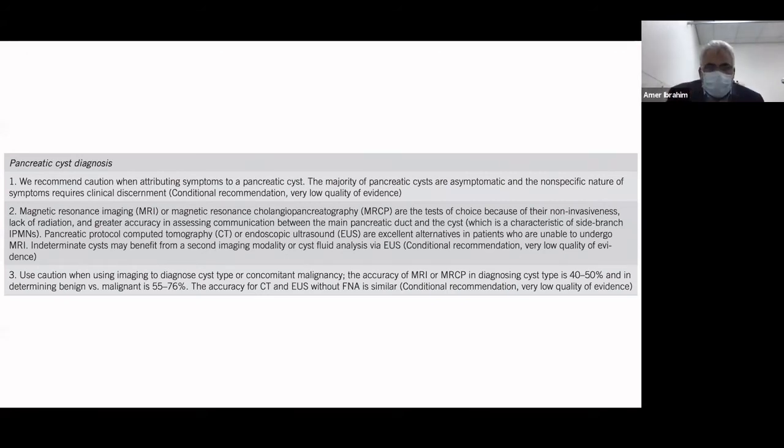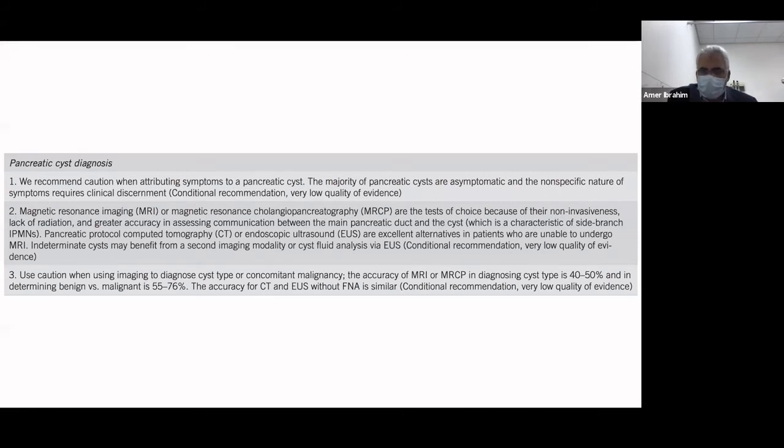So this is the first recommendation they put, it is about how to diagnose the pancreatic cyst. So these three recommendations are about diagnosing the cyst, not about how to manage it or to follow it up. So in the diagnosis, be very careful to attribute the patient symptom to the cyst.